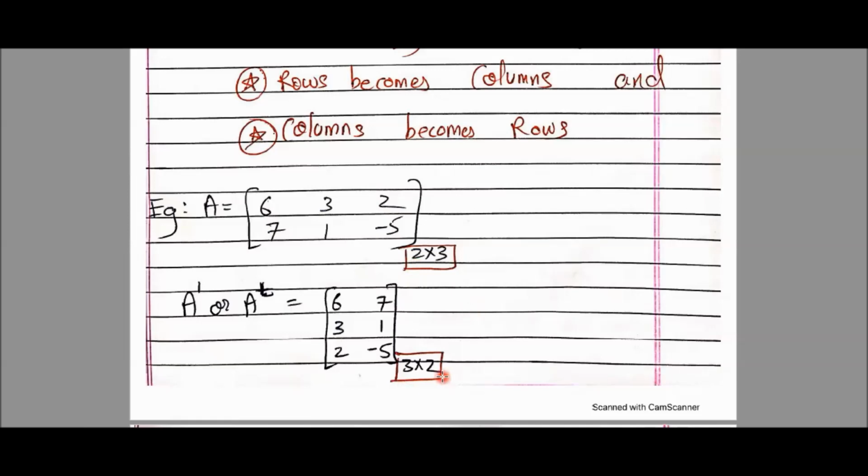And very important, the transpose of a matrix is denoted by either a dash as a power or a small t. So A dash or A raised to small t. Great.